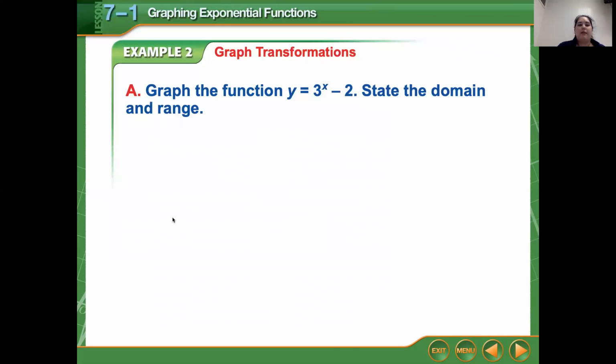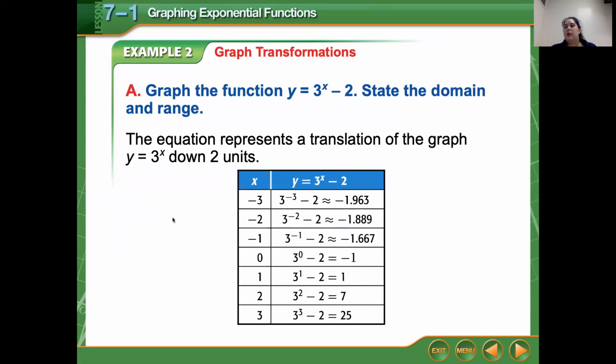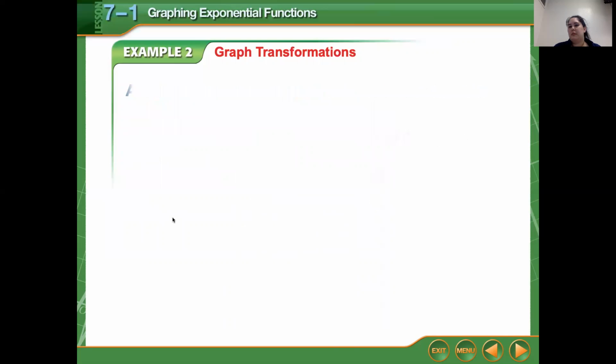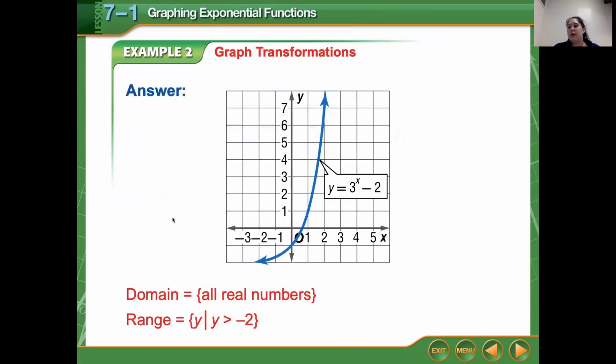So here we have graph the function y equals 3 to the x minus 2, state the domain and range. So we can go ahead and do this by hand, and we get some numbers that we can go ahead and plot. So we plot our points, and we get that the domain is all real numbers. My range is from -2 to infinity. And as always, again, pause the video if you need more time.